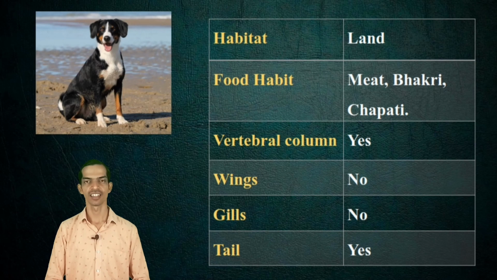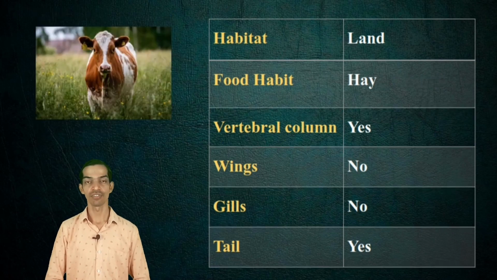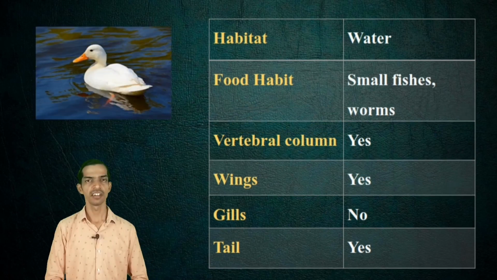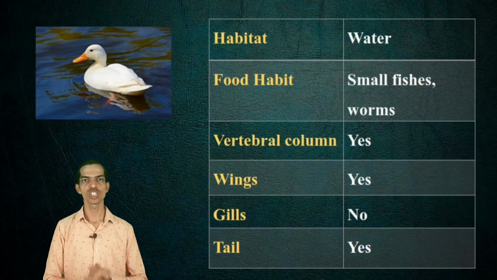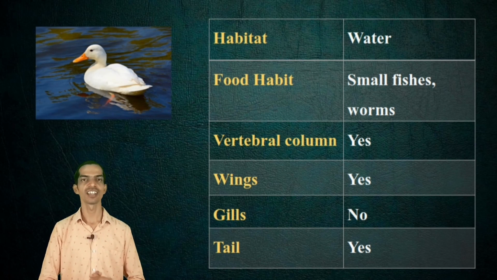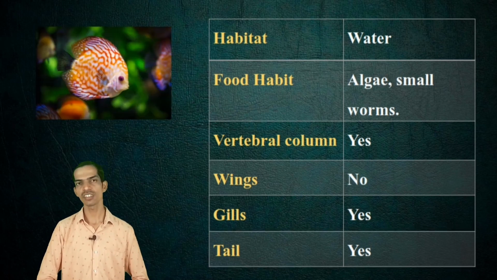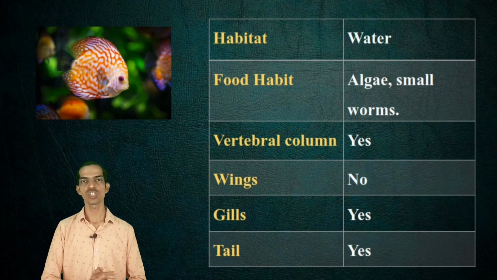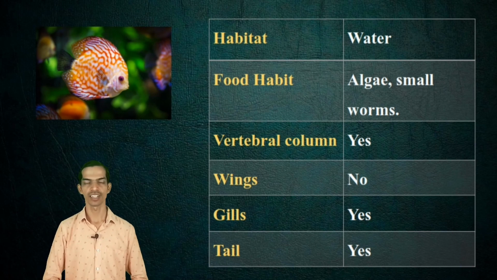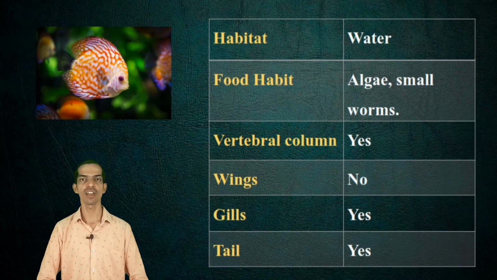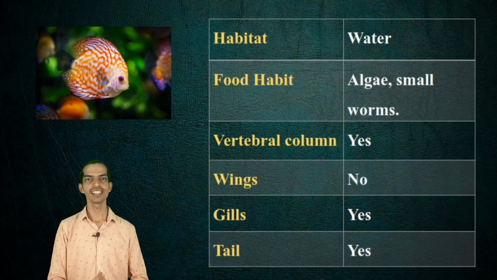Dog has a tail. Cow lives on land. It feeds on hay. It has a vertebral column. It does not have wings and gills. Cow has a tail. Duck lives in water. It feeds on small fishes and worms. Duck has a vertebral column and wings but does not have gills. A duck's tail is of a characteristic type. Fishes live in water. Algae and small worms are its food. It has a vertebral column but does not have wings. It has gills and a tail.